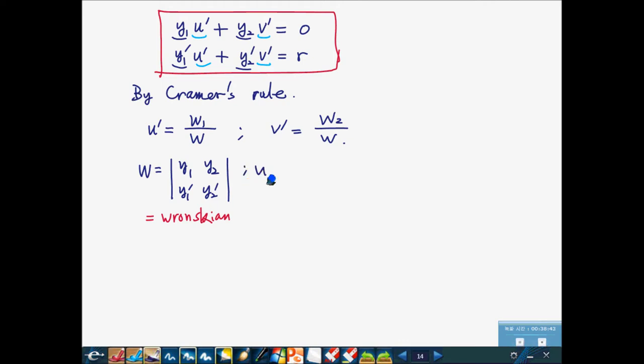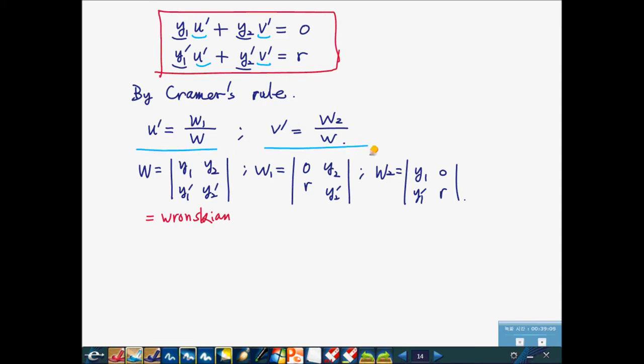And W1 is for u prime, right? The first variable, that's 0, R, y2 prime. W2 is y1 prime, 0, R. If you calculate that, you'll get this. Then you integrate it.